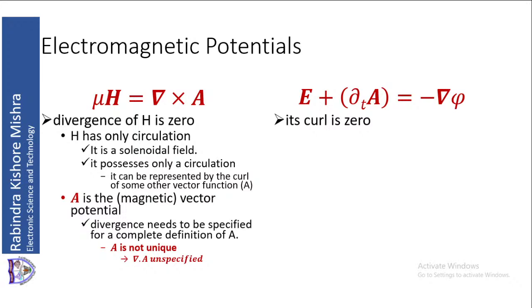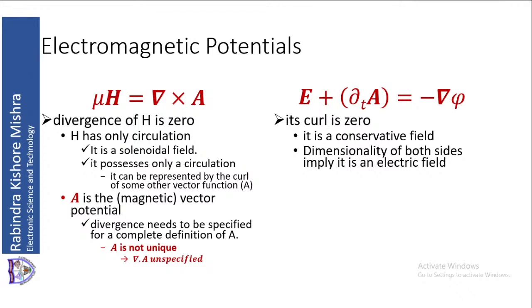And now E plus dou t A is equal to minus grad phi. If we take curl of both the sides, that is equal to 0. That we already have seen. If curl is equal to 0, then it is a conservative field. It starts at a point, then it comes back to that point. And so curl equal to 0 gives you a conservative field.